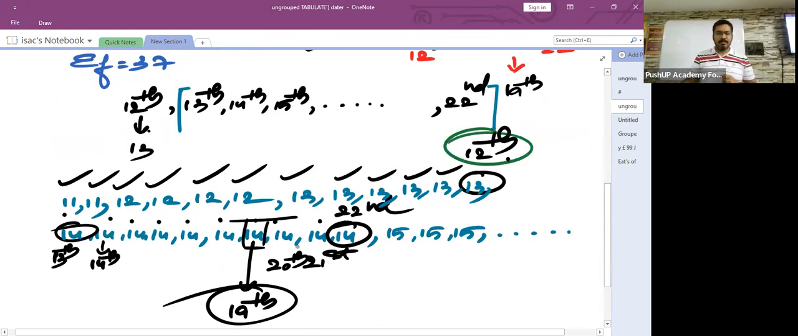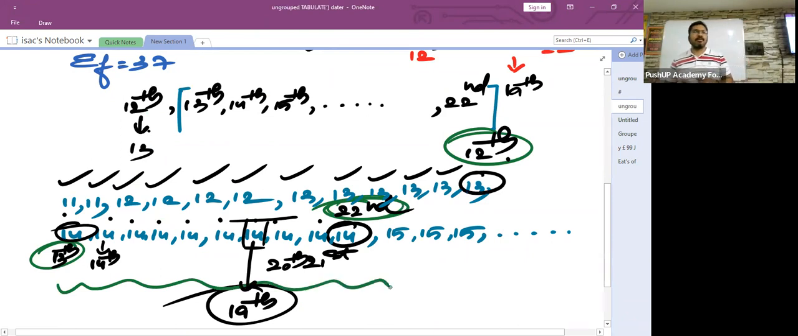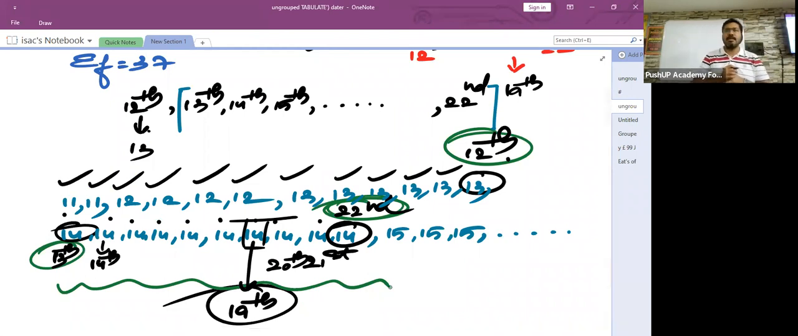This was the 12th term. This was the 22nd term. The 13th term till the 22nd term remains to be the same, 14 itself. Isn't it? So the median value will be what? The 19th term, which is 14 itself. Clear?